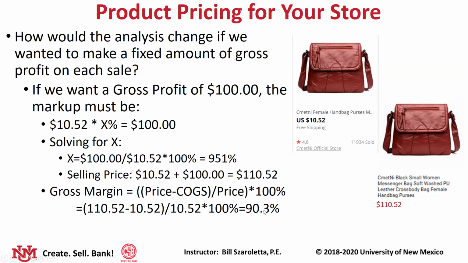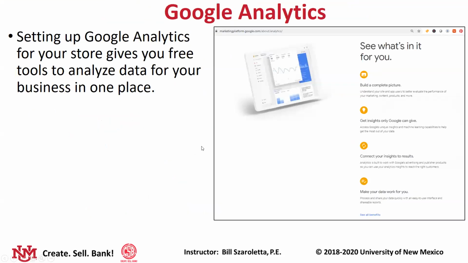What you have to be careful about is to differentiate between the markup and the gross margin. So here's what it would look like in your store if you had 951% in that particular area.